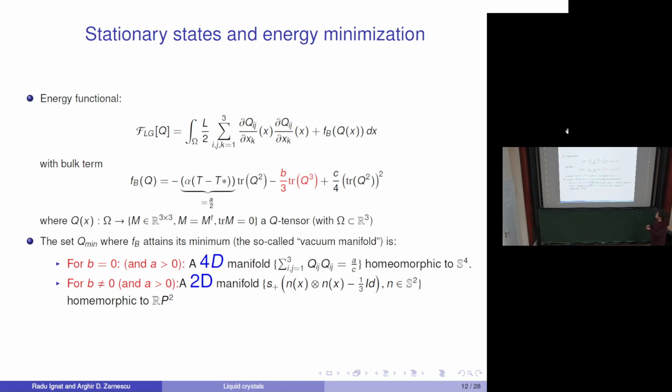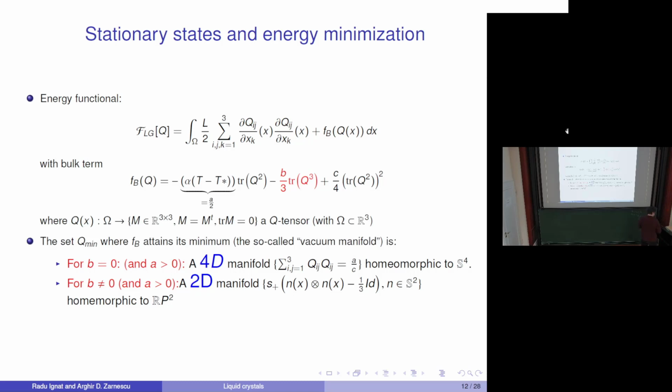And the easiest case to see how interesting it gets is when you set, say, b equal to 0. Because then if you have something positive here, you'll see the minimizer of this. So what you have here is trace of Q squared, and then trace of Q squared, squared. The minimizer will be something like this: trace of Q squared is equal to a constant. This is a way of writing trace of Q squared. And this is actually a 4D manifold.